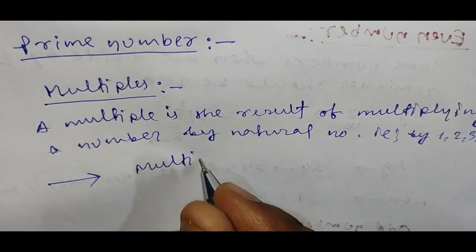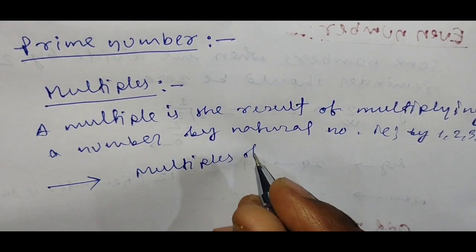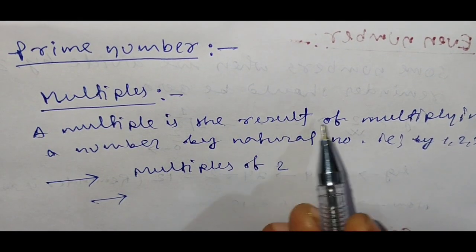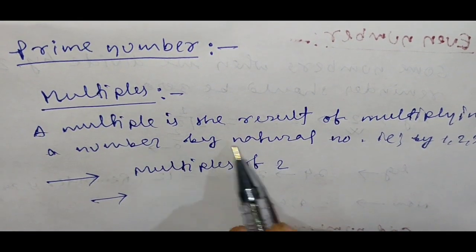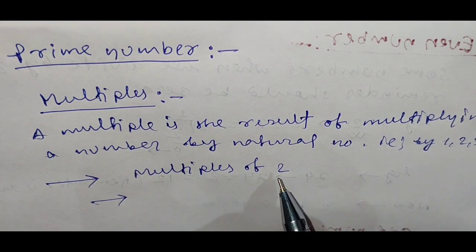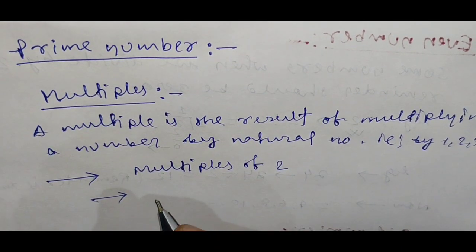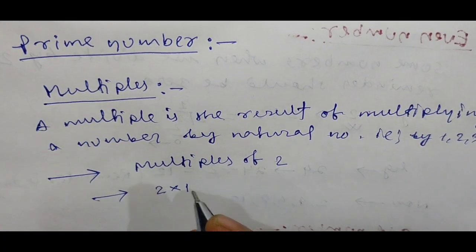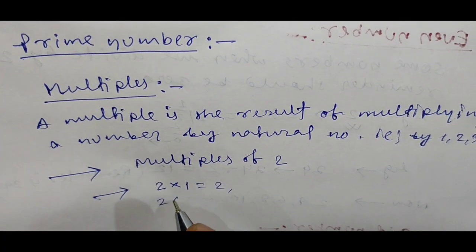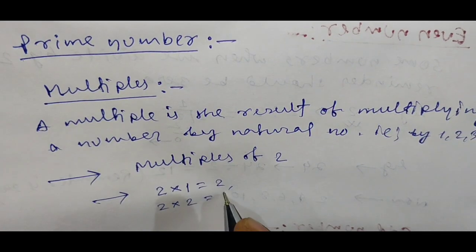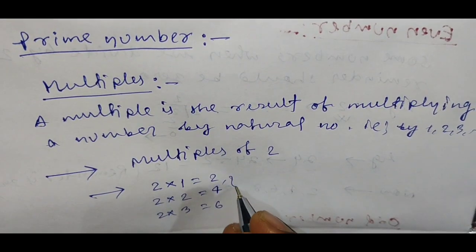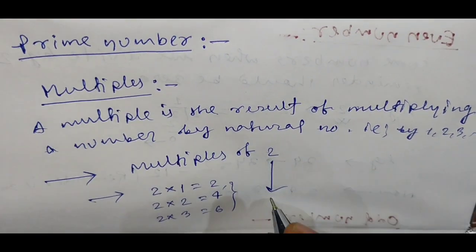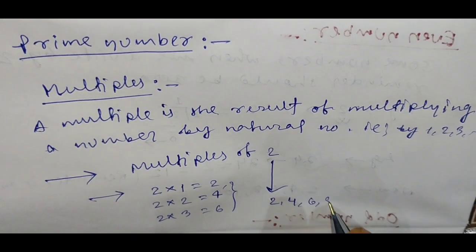Now what will be the multiples of 2? As per the definition, a multiple is the result of multiplying a number by a natural number. So when we talk about multiples of 2, we need to multiply 2 by all natural numbers. The first natural number is 1, 2 ones are 2. Next 2 into 2, second natural number, is 4. So these will be multiples of 2: 2, 4, 6, 8.